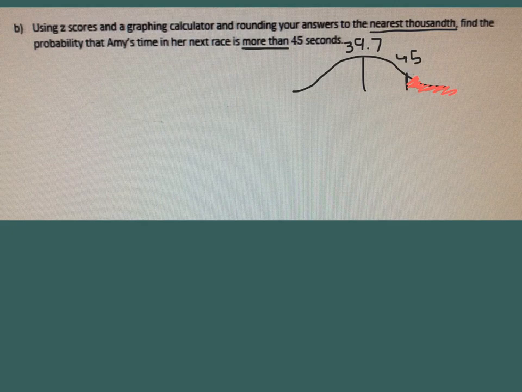If you want, you can always put the little subscript down with the z. If you want to write z sub 45, you can. Using our formula, we're doing value minus mean. The mean is the same as in part A, 39.7, divided by the standard deviation, which again is 2.3. When you plug that into your calculator to the nearest 4 decimal places, we get 2.3043. So this time of 45 seconds falls approximately 2.3043 standard deviations above the mean.